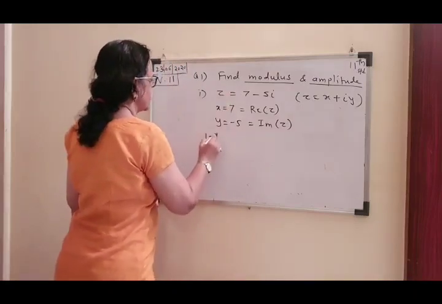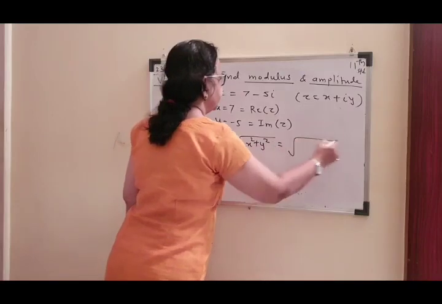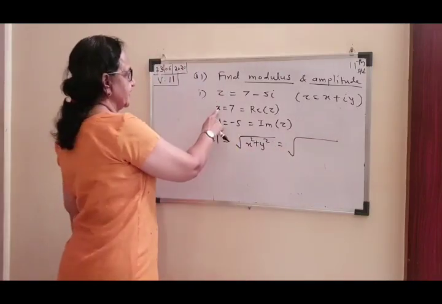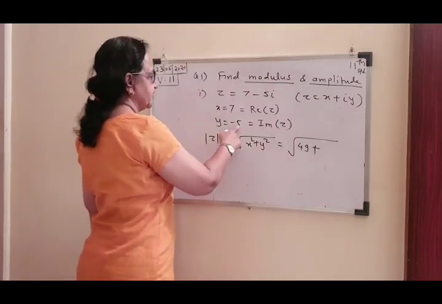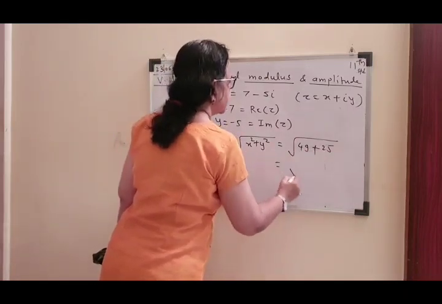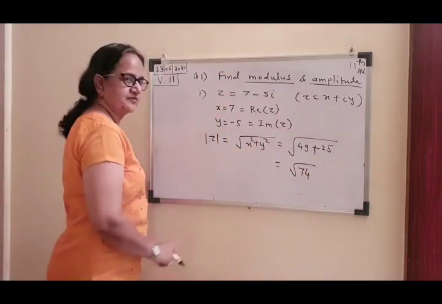So first of all, modulus of z is under root x square plus y square. Now square is positive. 7 square is 49 plus y is minus 5, but square is positive, y square is 25. So it is root of 74. That comes as modulus of z.